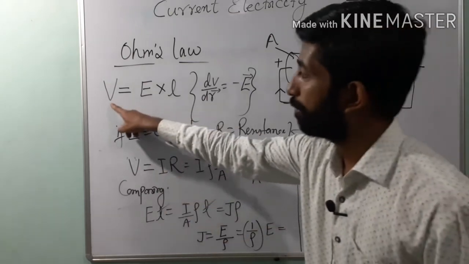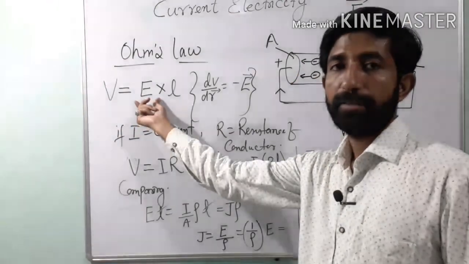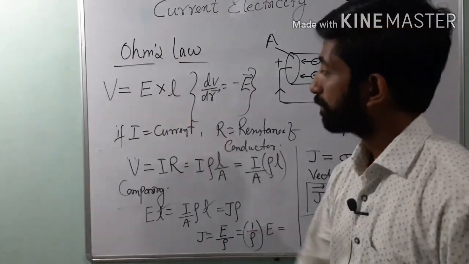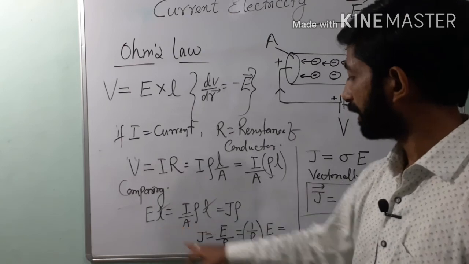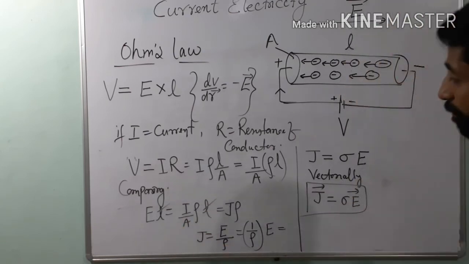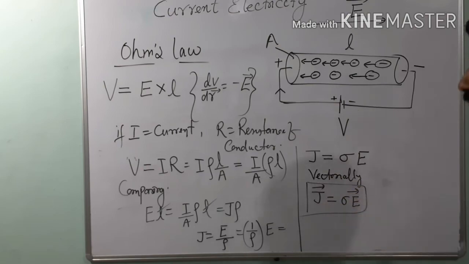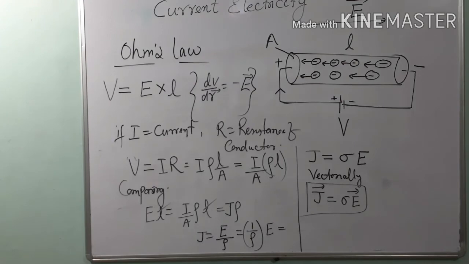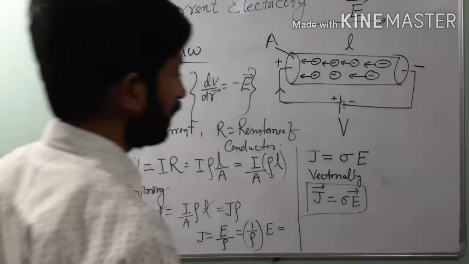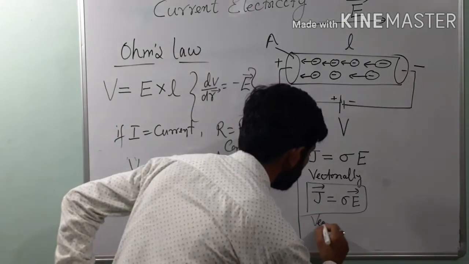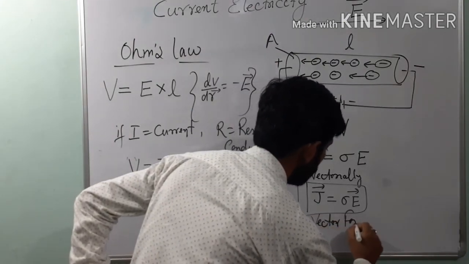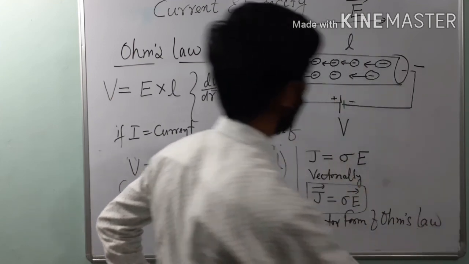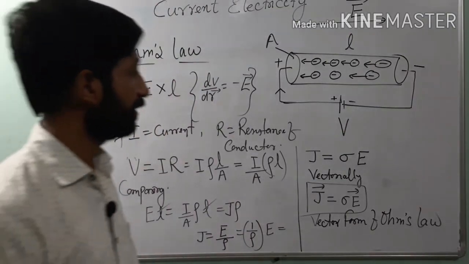Very simple. Potential is equal to the electric field produced times the length of the conductor. And according to Ohm's law, it is IR. Comparing these, I over A is what? Current density. And finally we get J is equal to sigma into E. So this is known as the vector form of Ohm's law. Okay, so note this down.